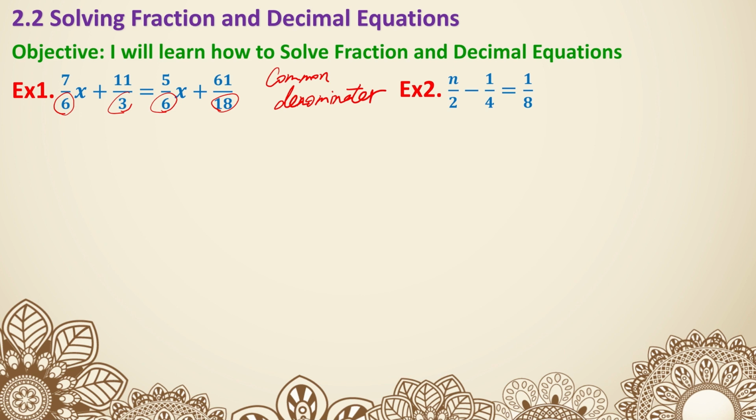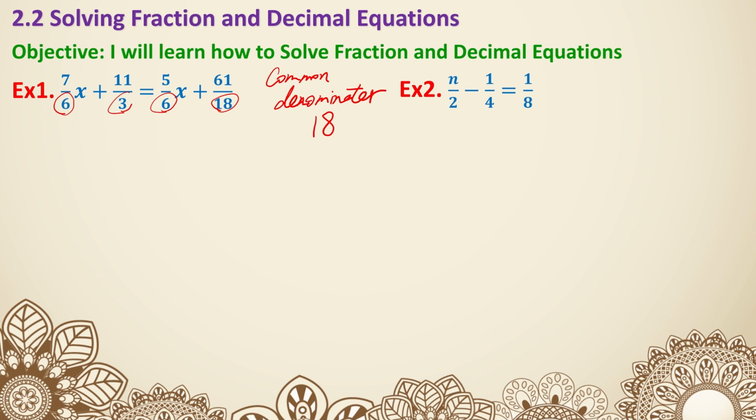Let's be clear. A common denominator is a number that all the denominators can actually go into. So it has to be equal to the biggest or even bigger than all of the denominators. So we need a number that 6 can go into, 3 can go into, and 18 can go into. And that would be 18, because 18 divided by 6 is 3, 18 divided by 3 is 6, and 18 divided by 18 is 1. So that's divisible by all of them.